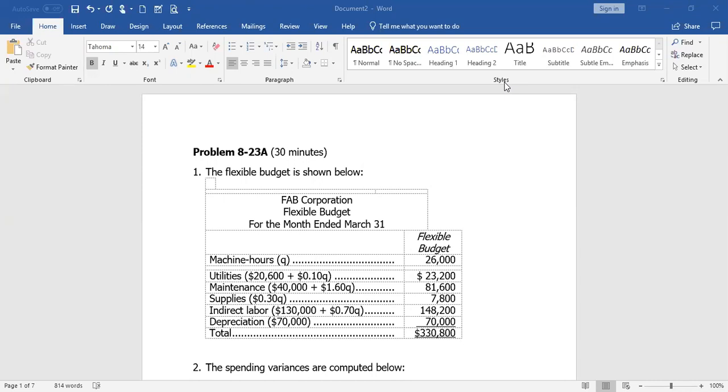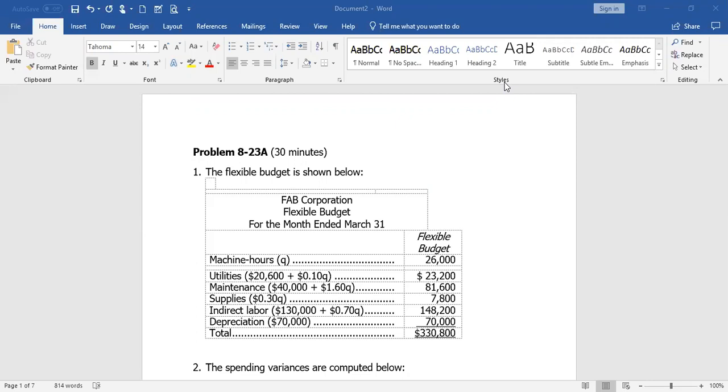So, in order to first calculate our flexible budget, we will be using the actual machine hours. Here, 26,000 hours. Our utilities would then be budgeted in our flexible budget by taking 20,600 plus 10 cents times 26,000. Add those two amounts together, 23,200. So remember, this is our budget side.